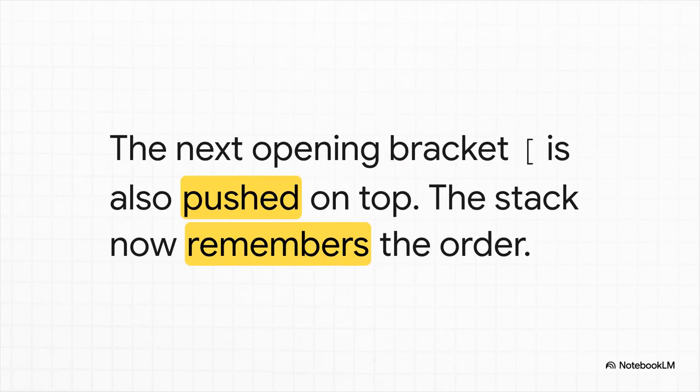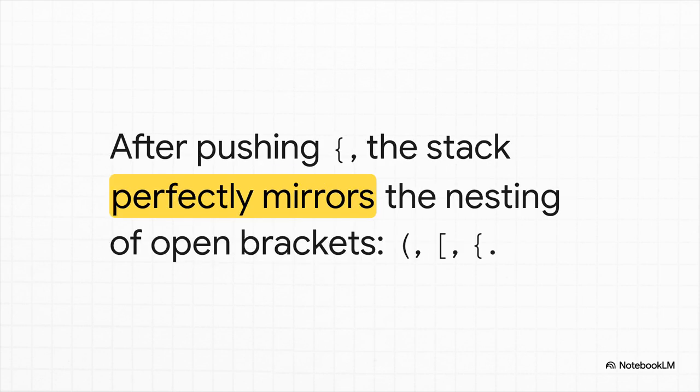Next up, we see an opening square bracket. Same rule applies. We push it right on top of the stack. So now that parenthesis is sitting right under the square bracket, just like our plates. And we do it one more time. We hit the opening curly brace, we push that on top too. Now take a look. Our stack is a perfect mirror of the nesting in our input string. It's holding the parenthesis, then the square bracket, and the curly brace right on top.